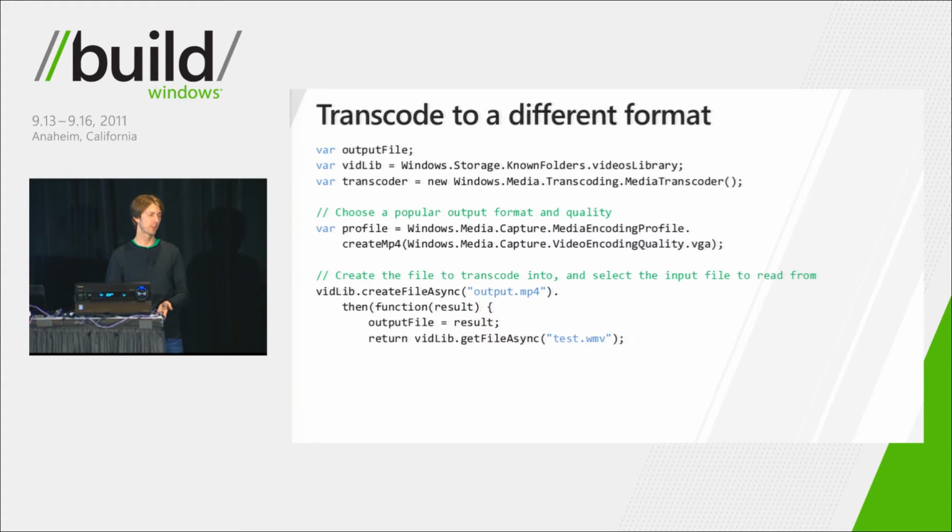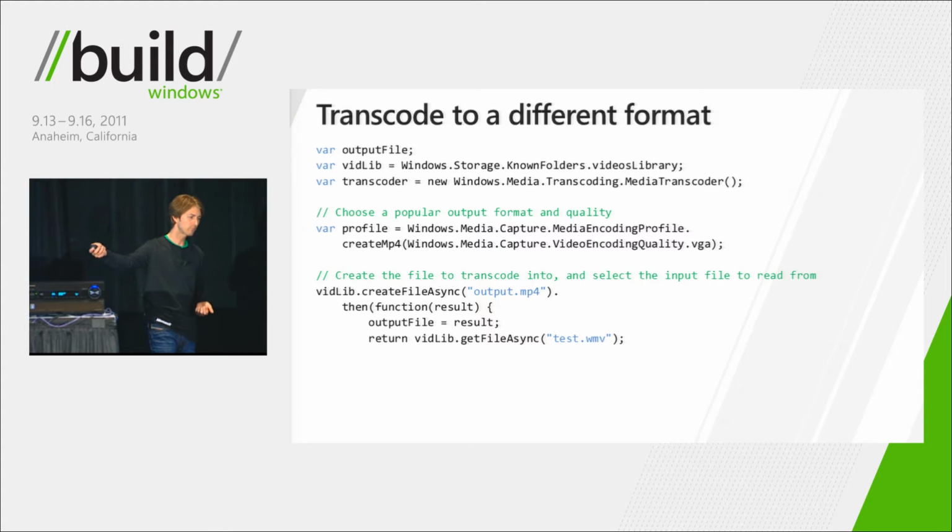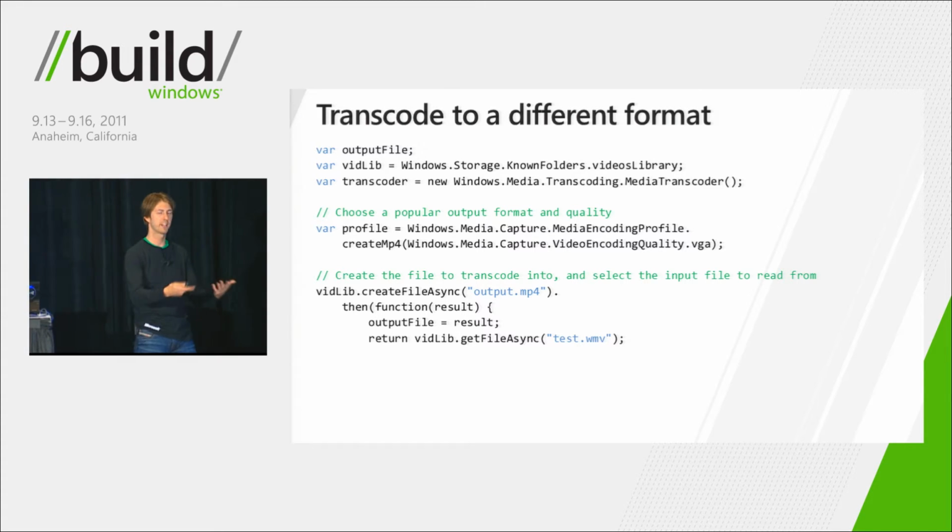So in this very simple case, we're just going to use a standard profile here. We need to define what the output is. We need to create that output file. We need to define what the input file is. In this case, I'm actually going to convert a Windows Media Video file into an MPEG-4, specifically at VGA quality. These are all asynchronous APIs, so again, you're seeing this asynchronous then pattern here.